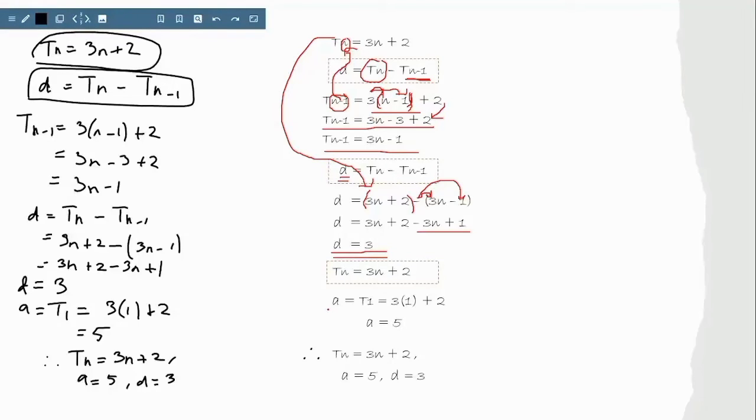Now we move on to find the value of a. The value of a is equal to the first term. So we substitute the value of 1 into n, and we get a equal to 5. As we are done with this question, we make the conclusion: Tn equal to 3n plus 2, a equal to 5, and d equal to 3.